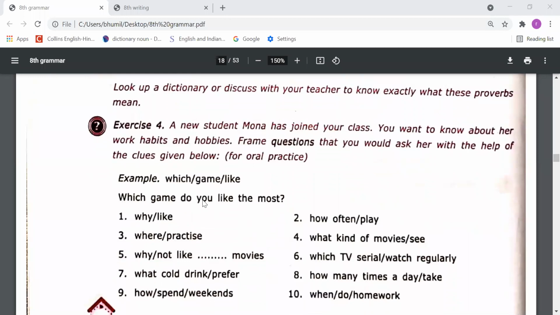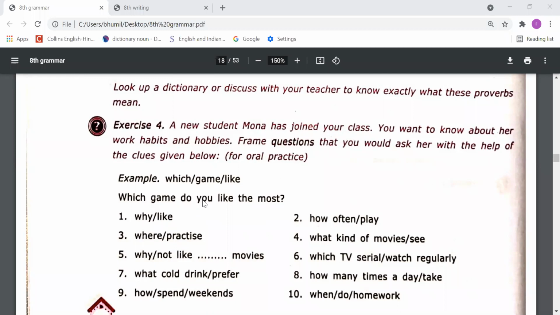A new student, Mona, has joined your class. You want to know about her work, habits and hobbies. Frame questions that you would ask her with the help of the clues given below for oral practice. So this exercise, dear student, you have to do just for oral practice.